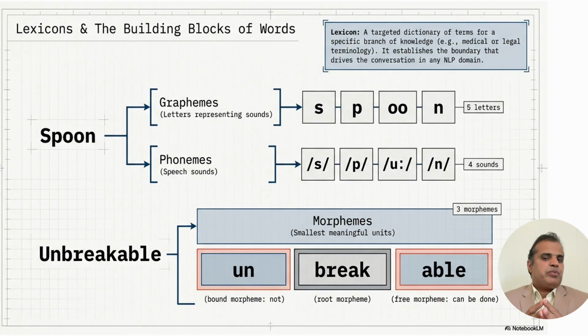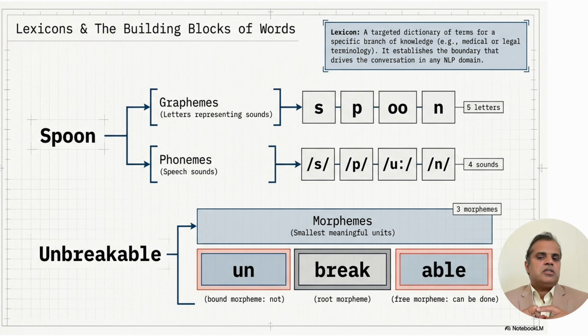Before we can program, we must understand the raw material. A lexicon is essentially a targeted dictionary for a specific field. Like for a medical NLP model, the lexicon is the set of medical terms used by doctors. Moving deeper, we look at graphemes. Graphemes are basically written letters and phonemes, the speech sounds.